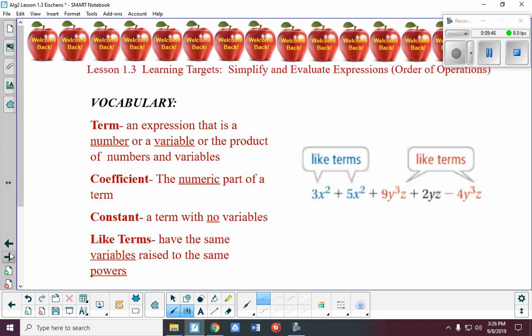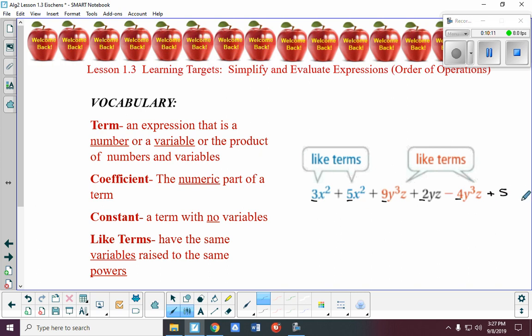All right, some vocabulary words for you: terms. A term is an expression that is a number or a variable or the product of numbers and variables. Coefficient, that's the numeric part of a term. So like the 3, the 5, the 9, the 2, the -4, those would be the coefficients. A constant is just a term with no variable. So if there was like a +5 on the end here, no variable, that would be a constant.